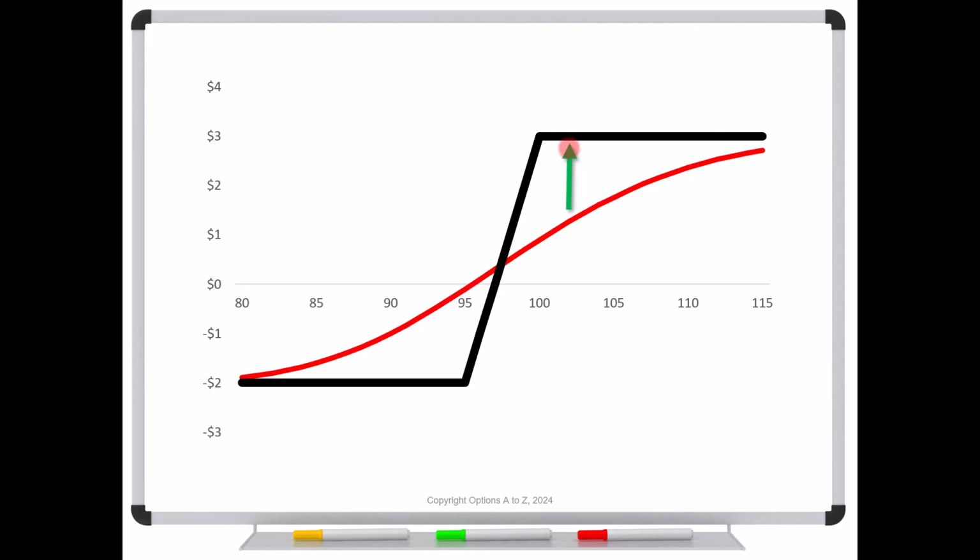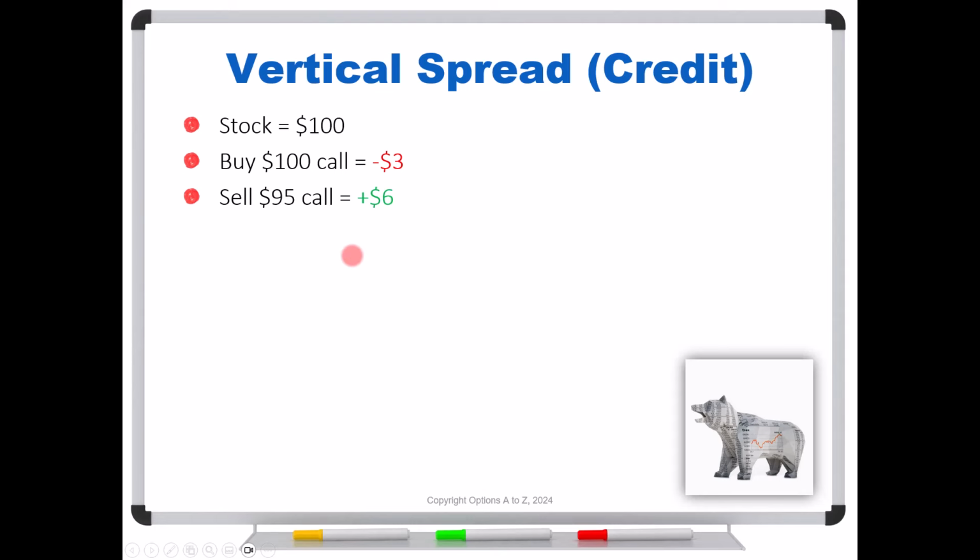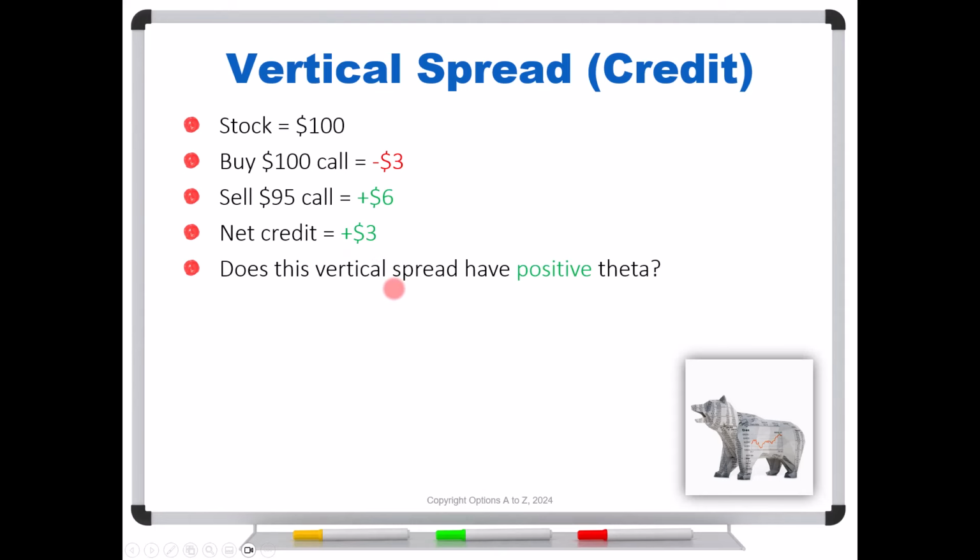Now let's look at another trap that traders fall into, the credit spread. I'll say, well, the reason I like credit spreads is because I have positive theta. Well, let's see if that's true. Stock is 100, you buy the $100 call for 3, you sell the $95 call for 6. That's a credit spread. You're selling the lower strike call. Got to be worth more money. It's a credit spread. I have a net credit of 3. So if I've got a credit of 3, this has to be positive theta, right?